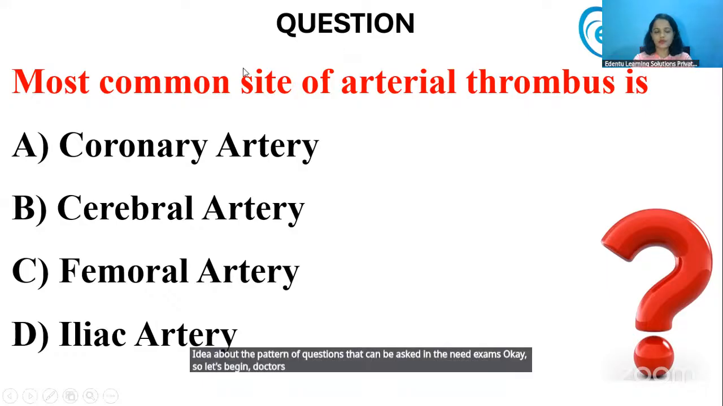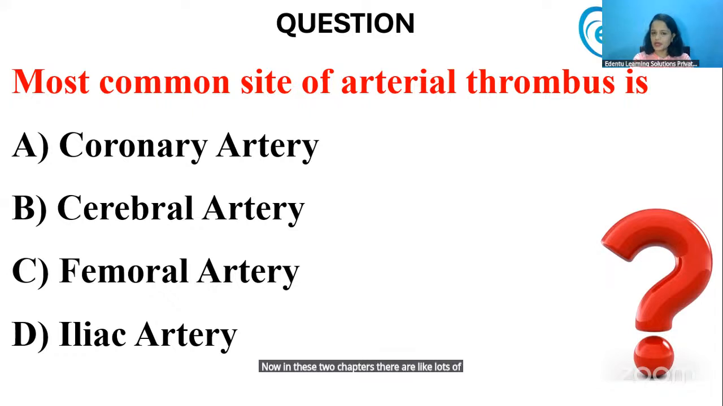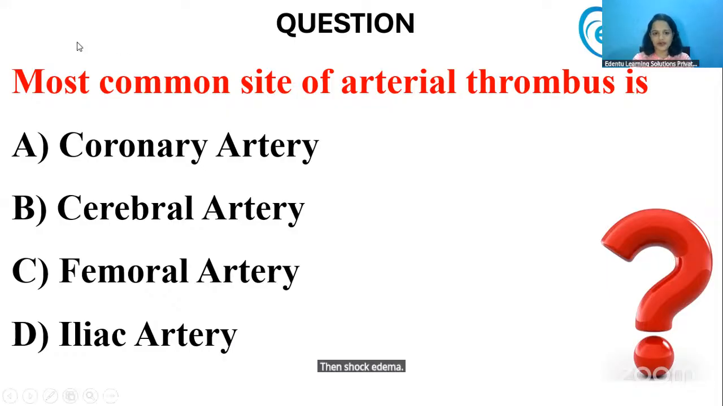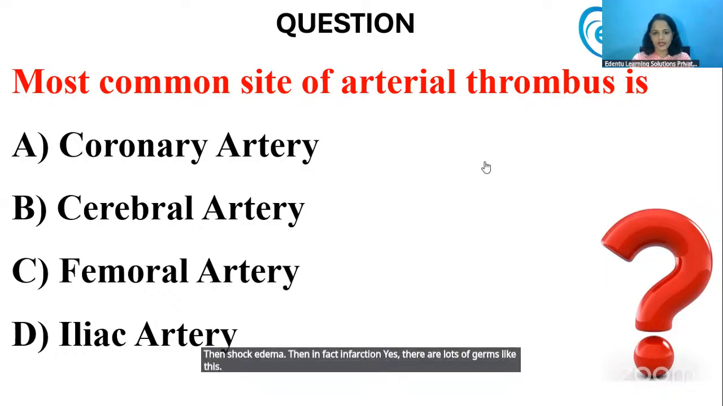First question: the most common site of arterial thrombus is it coronary artery, cerebral artery, femoral artery, or iliac artery? Now, in these two chapters, there are lots of new terms that you have to study. There are terms like thrombus and thrombosis, emboli and embolism, then shock, edema, then infarct, infarction. Yes, there are lots of terms like this.